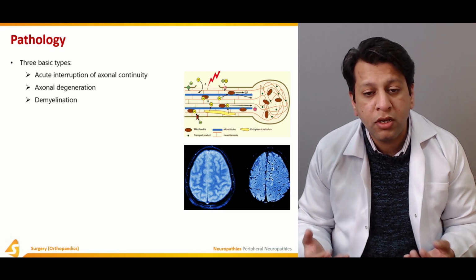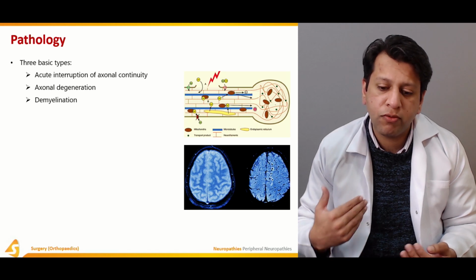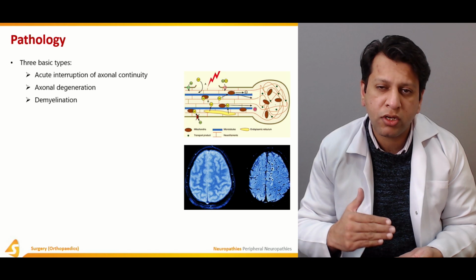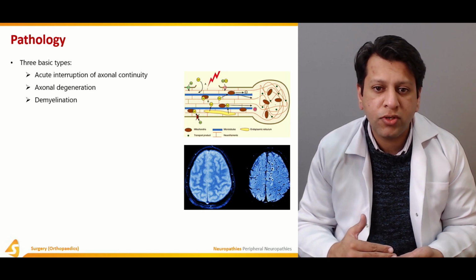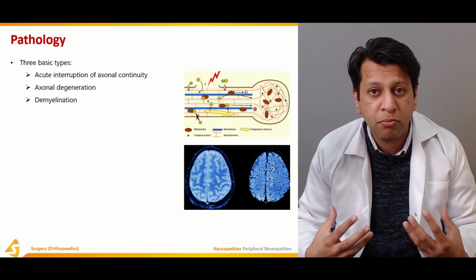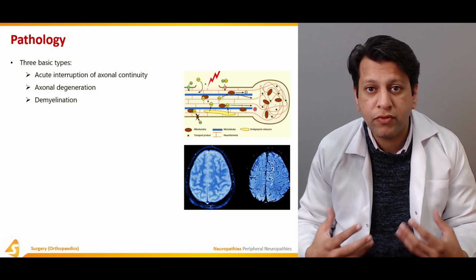The next could be axonal degeneration. For example, there was some kind of trauma, but it was not a cutting trauma, rather it was a compression injury, which resulted in the degeneration of the axon, which was actually the part of the neuron.